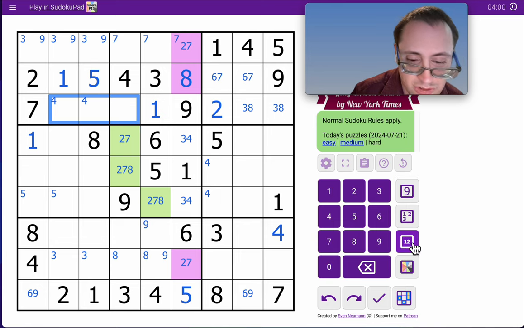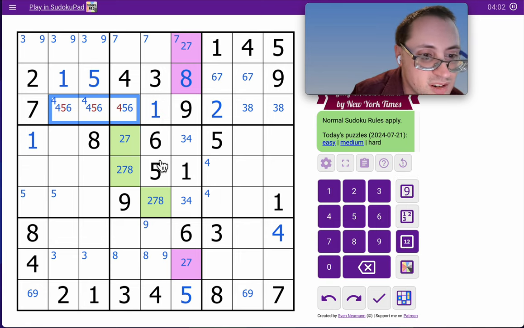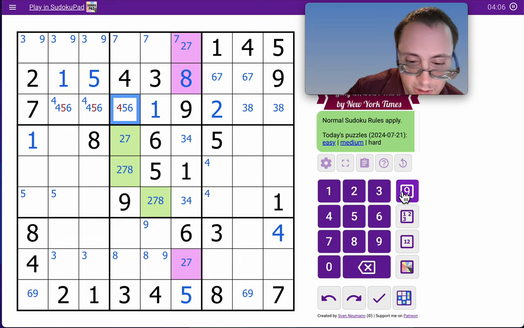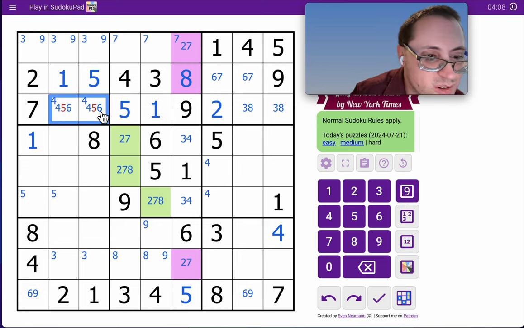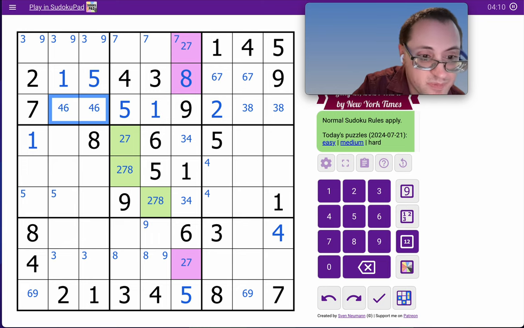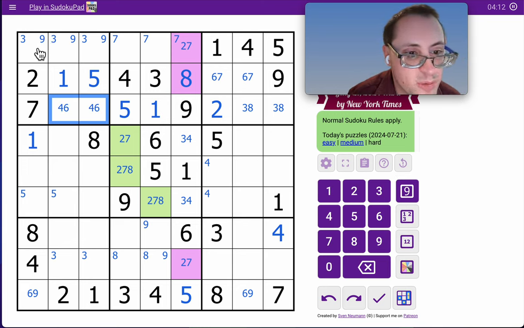4, 5, 6 in some fashion. Neither of those can be 5, so that one must be. I don't even need to mark the pair, but 1, 3, 4, 5, 8, 9. So those are 2, 6, 7.